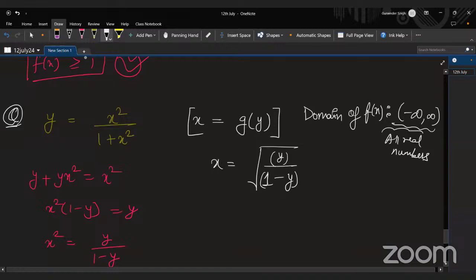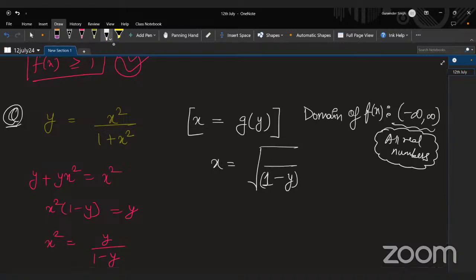There was no constraint, which means no restriction. I had no restriction on me. I could put any value. You see, the denominator can't be zero for any real value of x. So I can put anything I want to.